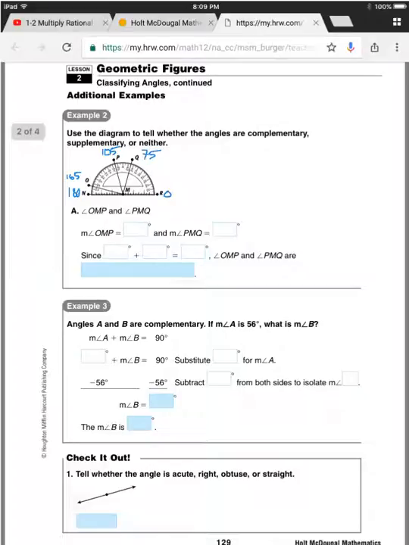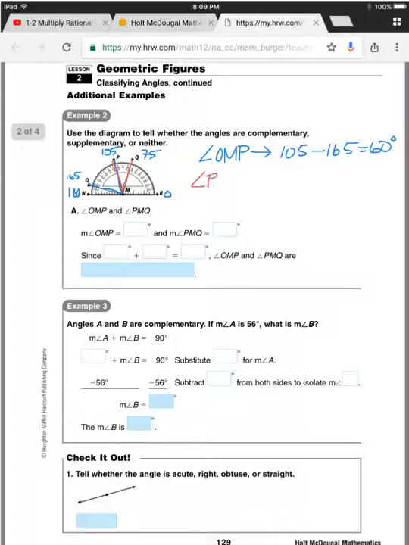Okay? So, we are looking at angle OMP. So this angle here. And then we're looking at angle PMQ. So OMP, oops, we should use blue for that. Angle OMP goes from 105 to 165. Okay, so if you were to subtract those two numbers, you would get 60 degrees, which tells you the angle measurement of OMP.